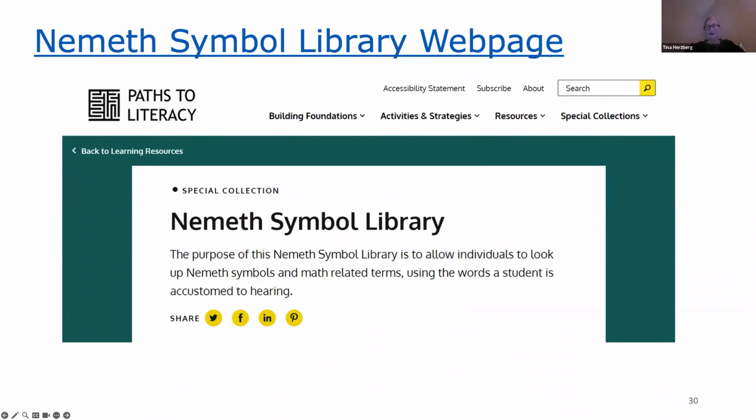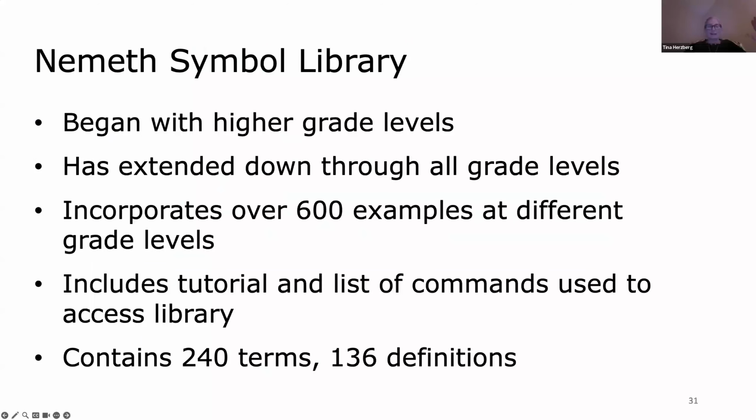And then the last component of the Nemeth curriculum was a Nemeth symbol library. And so what happens is you go to this web page, and what we try to do is literally come up with every math term. So at first we were really only going to do it for the higher grade levels. But what happened is that we kept on hearing, but what about, wouldn't it be great if? And so it went from high school to middle school and high school to now all the way from elementary through high school. But there's 600 examples at the different grade levels.